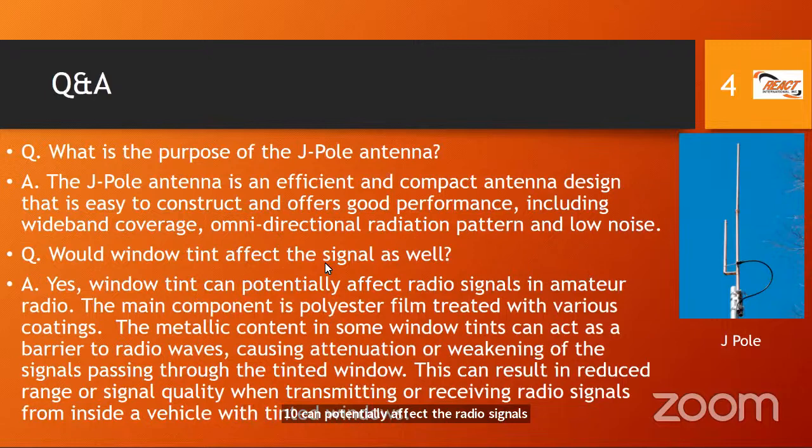Now, it really depends on the composition of the particular tint. Tint itself is made of polyester film and it's treated with various coatings. Some of those coatings may have metallic content, conductors or metals, in the film. So if it does contain metallic content, yes, definitely the tint can act as a barrier to the radio waves, further attenuating that signal. So yes, very good question. Potentially, yes. Really depends on the type of tint and the composition of that tint.